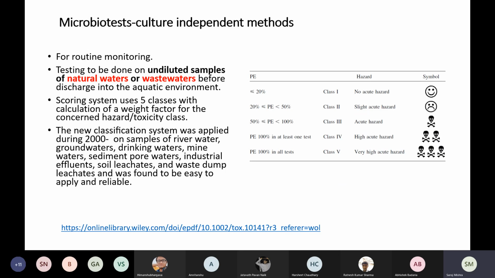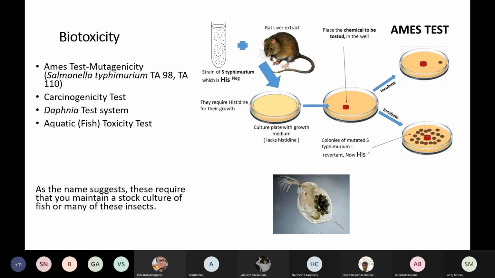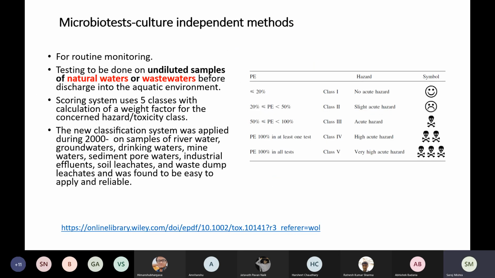So now, let me move to, so all the tests which we have seen in the previous slide, the aquatic fish toxicity, or using the rats, etc. First of all, they are very expensive, and then you need to maintain a stock of rat, you need to maintain a stock of fish in order to carry them out.